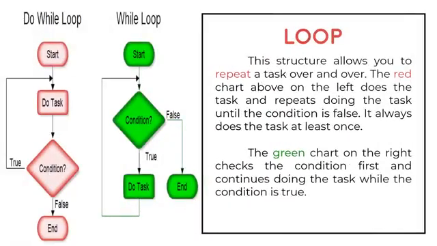Third structure is called loop. This structure allows you to repeat a task over and over. The red chart on the left does the task and repeats doing the task until the condition is false. It always does the task at least once. The green chart on the right checks the condition first and continues the task while the condition is true. In the green chart, the task may not be done at all. You can also have the conditions reversed and your loop is still a structured design loop.